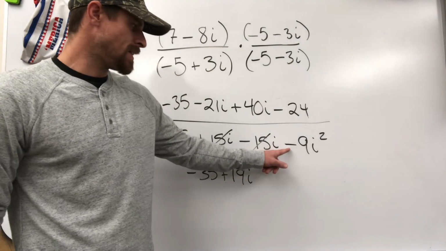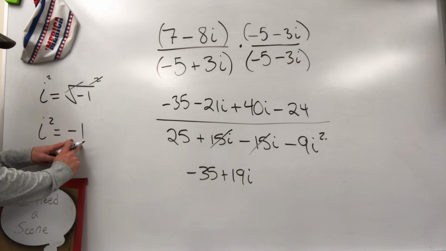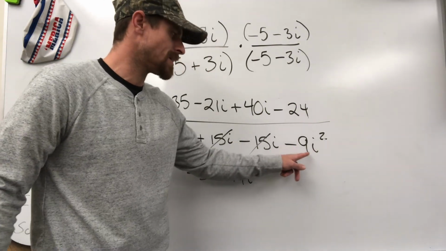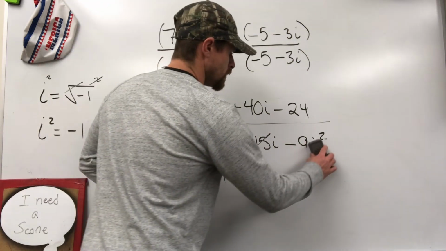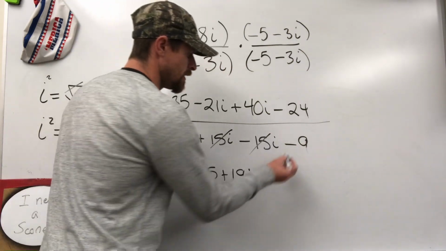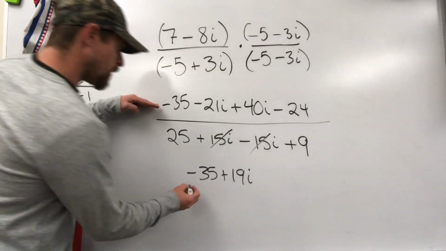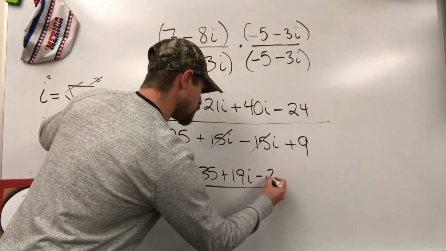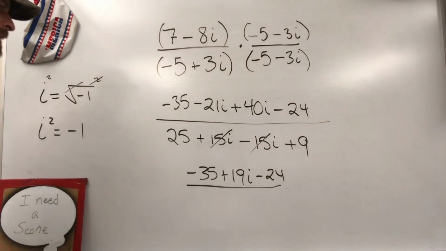Okay, same thing here. Negative 9 times i squared. Remember, i squared is just negative 1. So that's like negative 9 times negative 1, which makes positive 9. So all you got to do is erase the i squared, change the sign. All right, great. We already cleaned up our numerator. We got the minus 24 at the end. We can now combine those guys when we're ready.